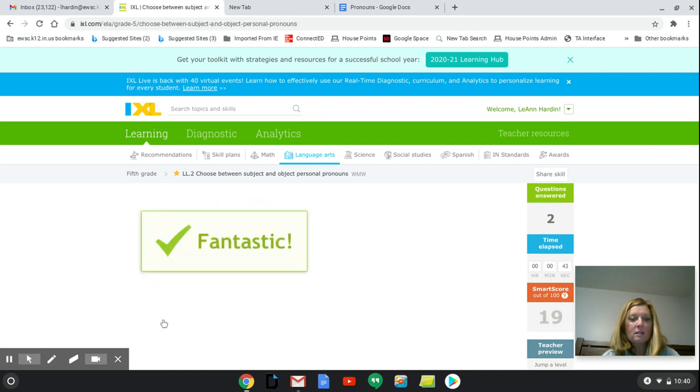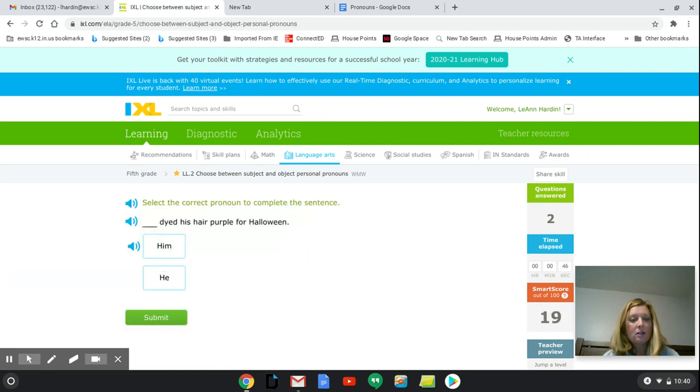Now, if you had that list of subject and object pronouns, that could be helpful here because you would know if the blank is at the beginning of a sentence, you're going to choose a subject pronoun. You would know if the blank is later on in the sentence or even at the very end, it's going to be an object pronoun. "Him dyed his hair purple for Halloween," or "he dyed his hair purple for Halloween." Obviously, it's going to be he. All right, submit. There we go.